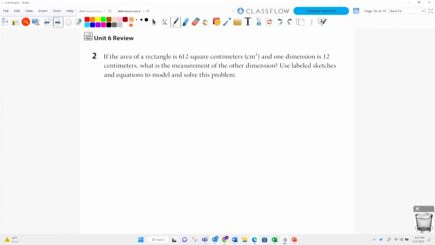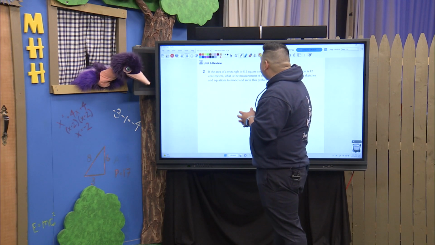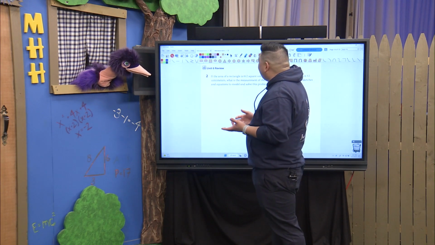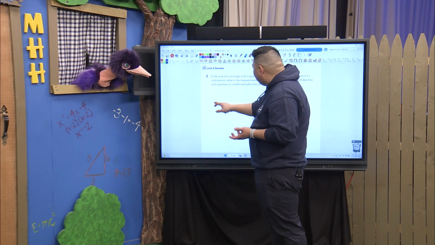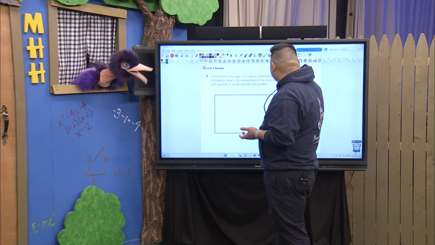If the area of a rectangle is 612 centimeters and one dimension is 12 centimeters, what's the measurement of the other dimension? Ooh. You know, I said we were going to do it different ways, but I think we should do it the same way because it talks about area and it talks about the rectangle already. So let's go ahead and show our rectangle.